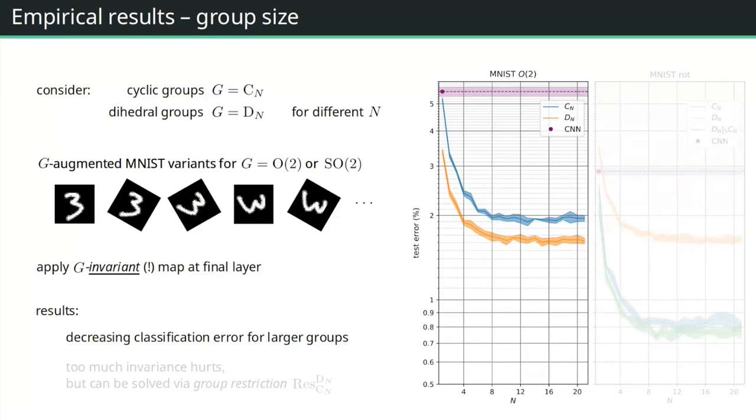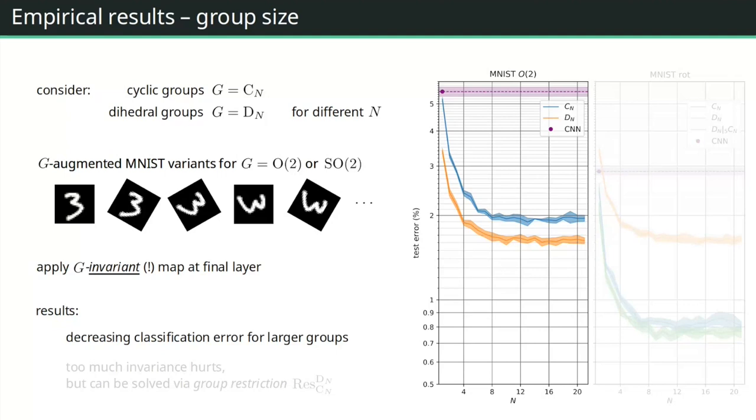This left plot shows you MNIST with O2 transformations. So it's augmented with all rotated digits and all reflected digits. And on the right, I will later show just SO2 transformed versions. What is important here is that we apply such a G equivariant network, but in the end, it is mapping to scalar fields and gets G invariant. You will see the effect of that in the right plot with SO2.